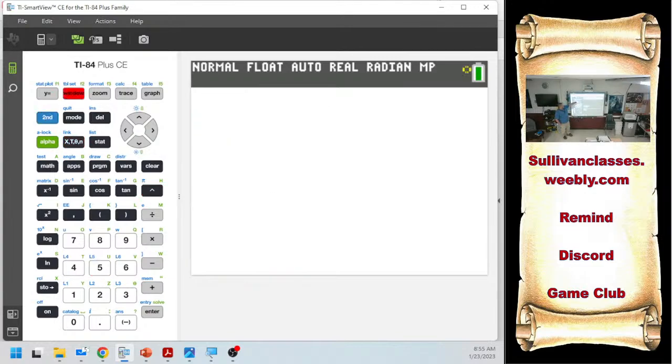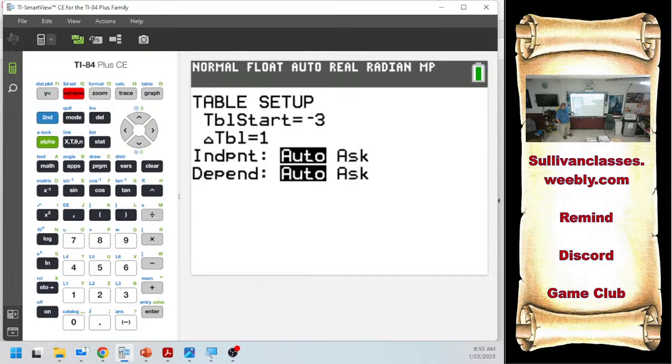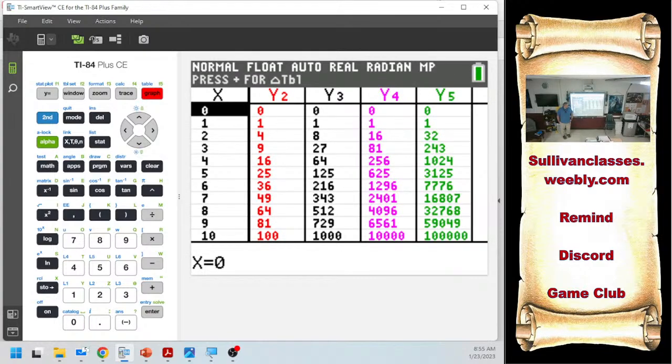Because now when I go to that table, starting at 0 by integer intervals, it's going to give me my powers, right? Because it's x squared, x cubed, x to the fourth. It's giving you all of your perfect squares, all of your cubes, all of your fourths, all your fifths and so on. Okay?